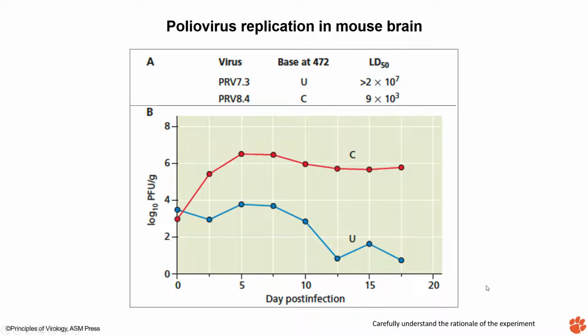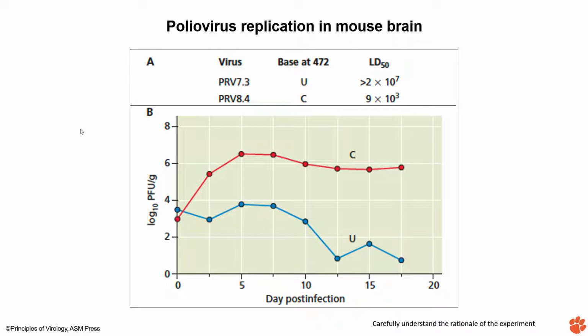So just remember that, and that's why I say carefully understand the rationale of the experiment. Just one thing, always remember that for the LD50 value, if the number is less, it is more virulent. If the number is higher, it is less virulent. If the number is less, it is more virulent. It's a reciprocal relationship. Think about it: you kill 10 mice if you give them, say, 10 viruses.